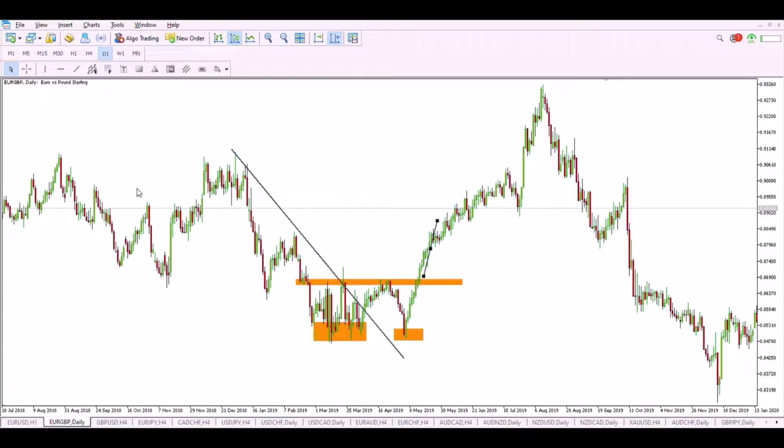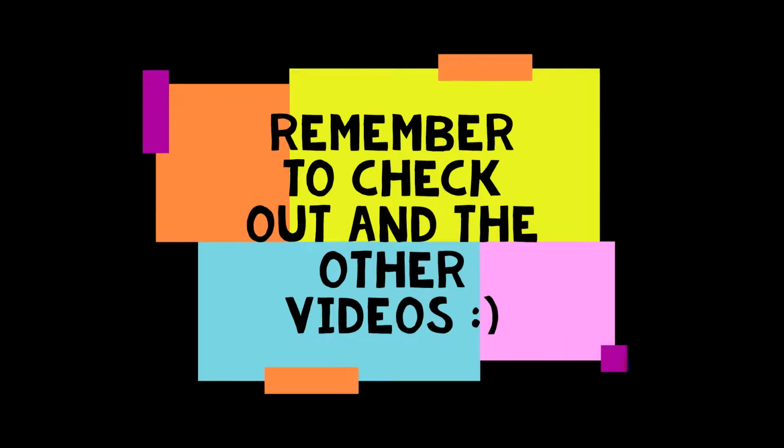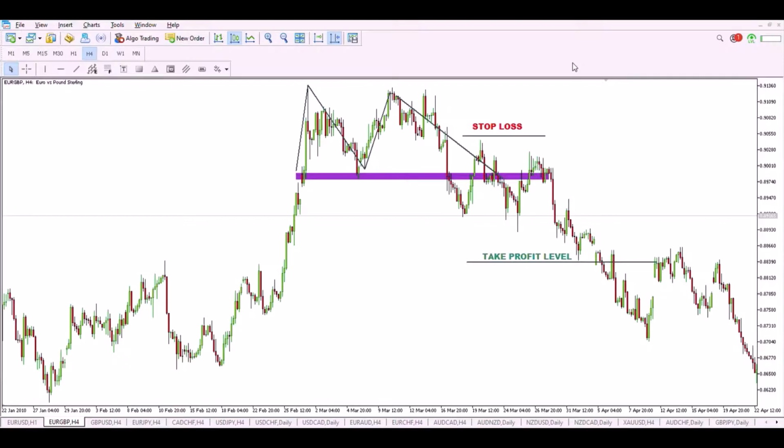Okay, but what about the double top? Can we find a double top somewhere here? Okay guys, I have found one for you again on the same pair, Euro GBP, the 4-hour chart. So here I have marked the most important things. We have the tops right here, two tops on nearly the same level. We have the neckline right here, and I have marked our stop loss and take profit level.